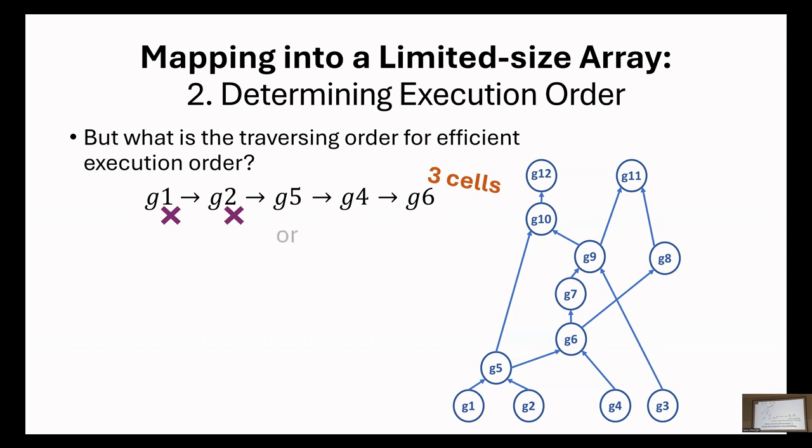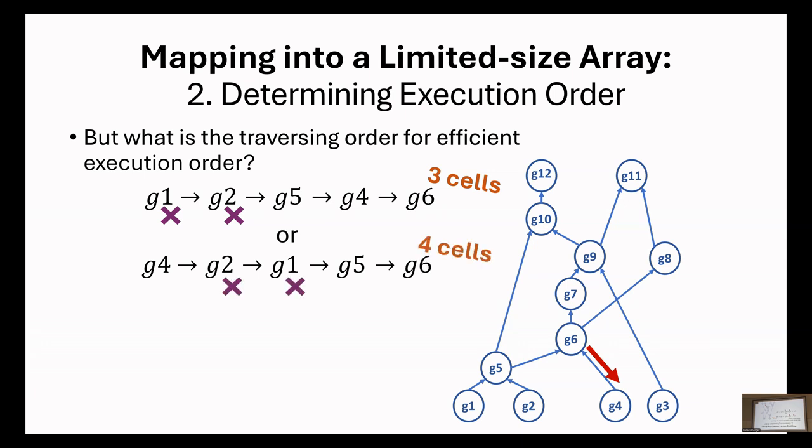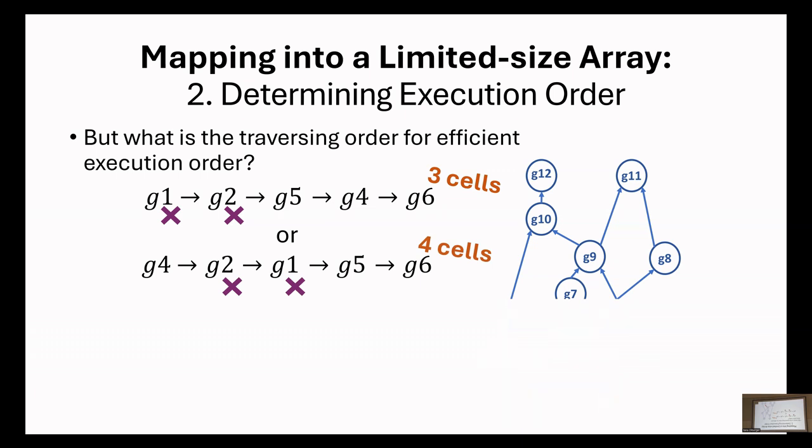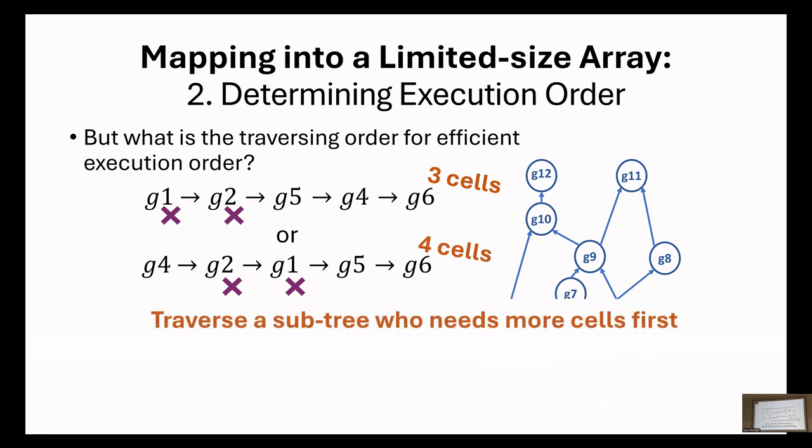But what happens if we go to the right first? We will enter gate 4 to the execution order, then gate 2, gate 1, gate 5, and only at this point we can free gate 2 and gate 1, where we need 4 cells for it. So in the second example, we need 4 cells. So what is the result? The conclusion is that we need to traverse first the subtree that needs more cells.